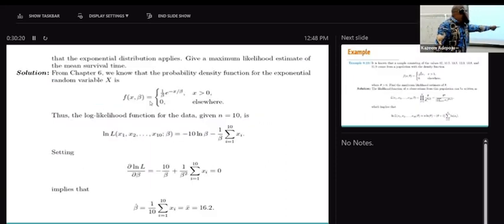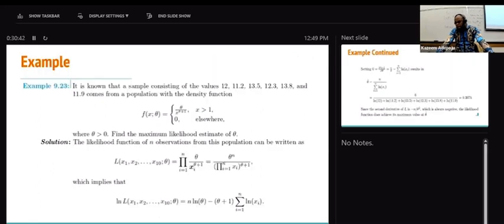So when you solve for your beta, this is what you're going to have. Then you plug in the summation of x, you divide by 10, and you get 16.2. Any question? Is there anyone who needs clarification on that? What have we used here? We've used the exponential distribution. We've got a lot of that. You can walk through this because of my time.